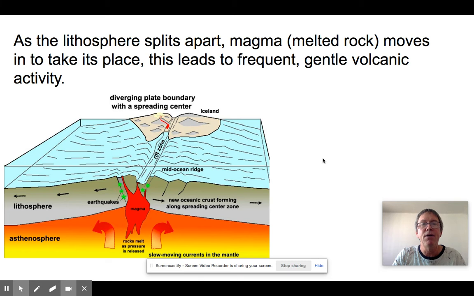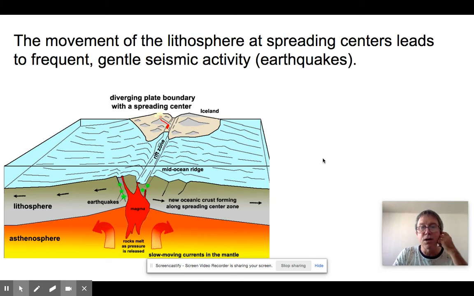Now, in addition to that gentle volcanic activity, we also get gentle earthquake activity. In separating this apart, there's not a big buildup of pressure. We're just kind of pushing it apart with lava, but it starts to snap, and that makes very small, low-scale earthquakes. We often measure earthquakes using a scale called the Richter scale, where, for instance, a powerful earthquake would be 7, a devastating one would be 8, a few have been 9s, but these are typically 1s. They're very low-scale earthquakes.